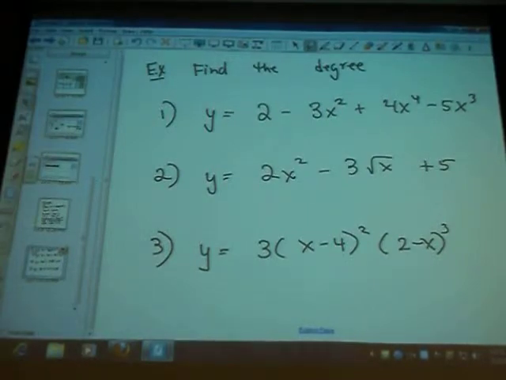Alright, what about number 1? 4. Okay, so I tried to trick you guys by putting this out of order. The highest exponent is here. So I would say that is degree 4.